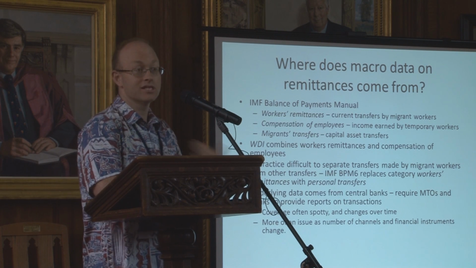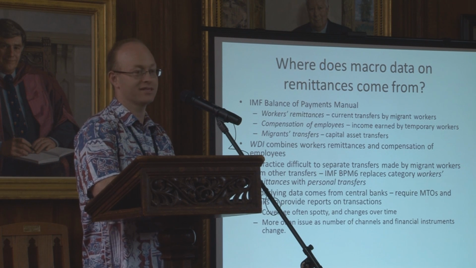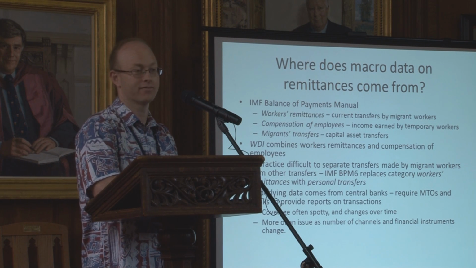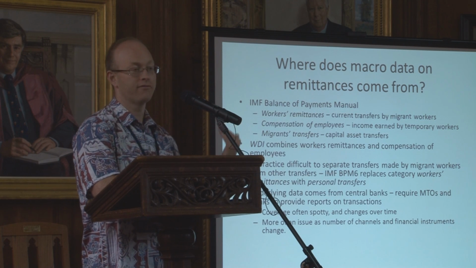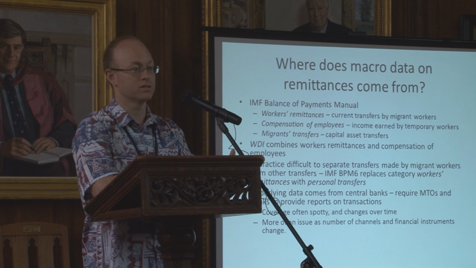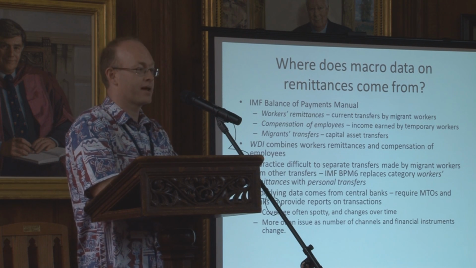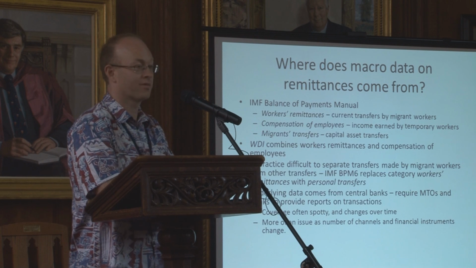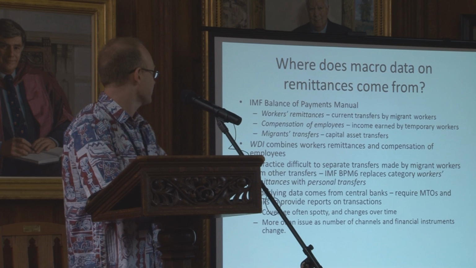And so the question is, where does the IMF get this data from? Well, they get this data from central banks, and the central banks then in turn have to get the data from somewhere. And so the central banks get it by requiring different financial institutions in their country to report to them. And so they ask money transfer operators, MTOs, and banks to give them reports on transactions, and then those transactions get mapped to these categories.